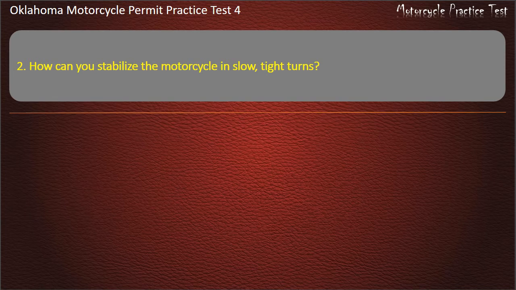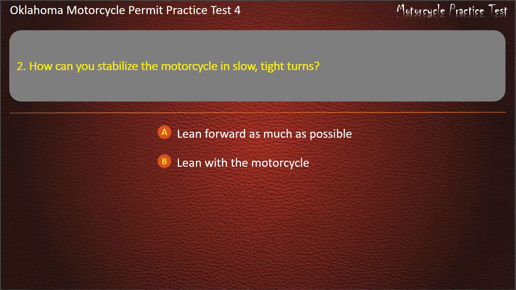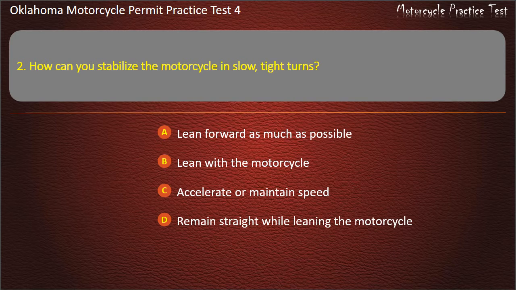Question 2. How can you stabilize the motorcycle in slow, tight turns? Lean forward as much as possible. Lean with the motorcycle. Accelerate or maintain speed. Remain straight while leaning the motorcycle. Answer. Remain straight while leaning the motorcycle.